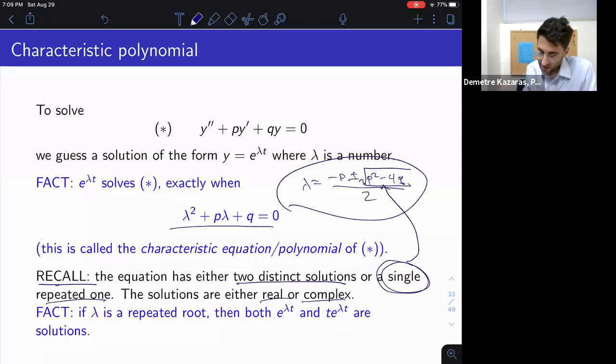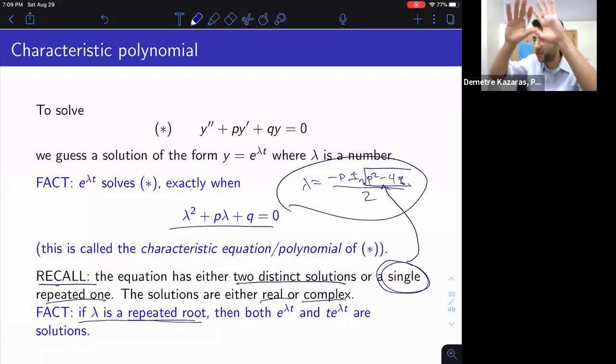And so the real question is, if you have two distinct solutions, whether they're real or complex doesn't really matter. When you have two distinct solutions to this characteristic equation, that will give you two different exponential functions that will be linearly independent, and you can write down the general solution by just taking combinations of them.